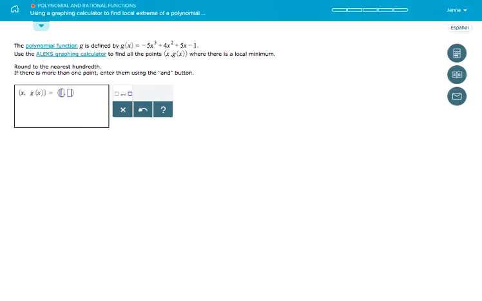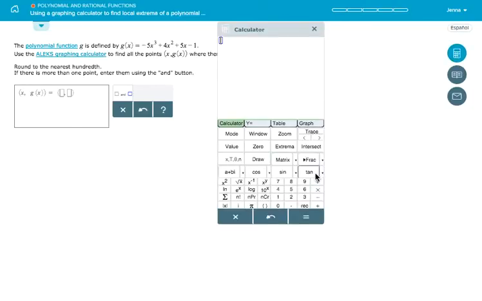In this video, I want to talk about using a graphing calculator to find local extrema of a polynomial function. So you can see that I'm in ALEX because I want to show you how to use the ALEX graphing calculator. And so it has this function and it wants us to use the calculator to find all points where there's a local minimum. So if you go ahead and click on the link for the ALEX graphing calculator, you'll see it comes up right here.